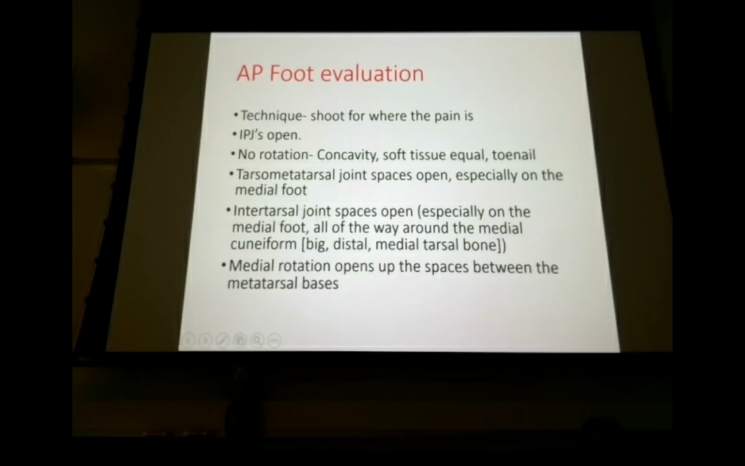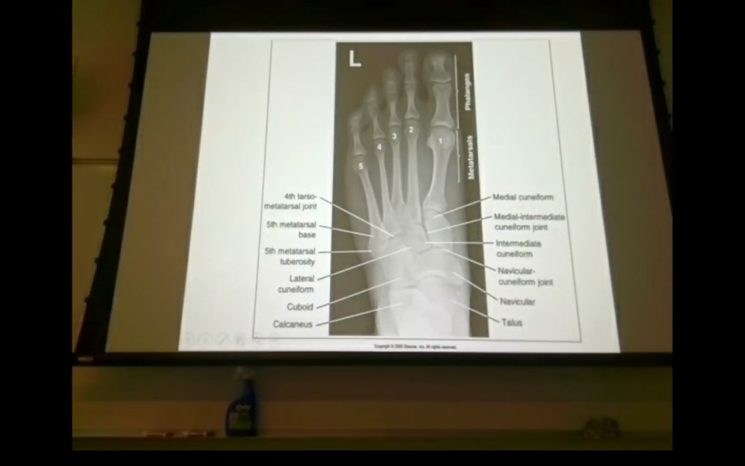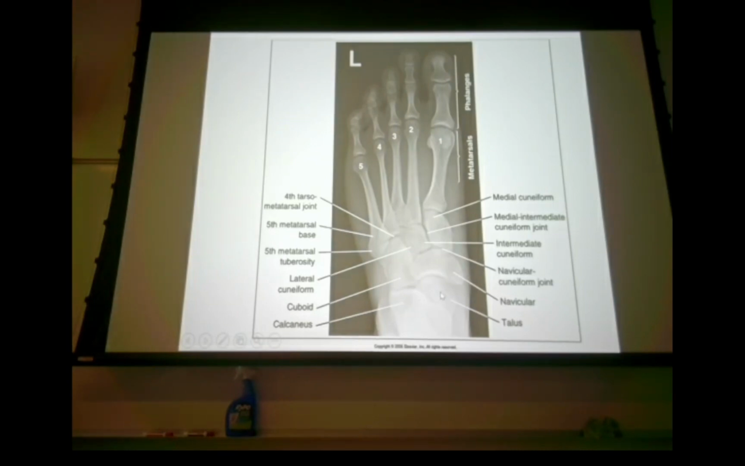And especially on the medial side of the foot, once we rotate up into our oblique, we're going to open up the joint spaces on the lateral side of the foot. Okay, so AP of the foot, again, you just don't see the proximal portion of the foot, the calcaneus, all that well because of the talus superimposed on the distal portion of the tib fib.